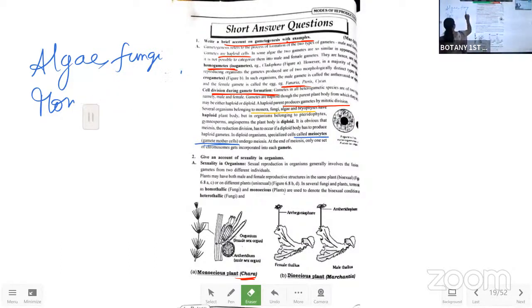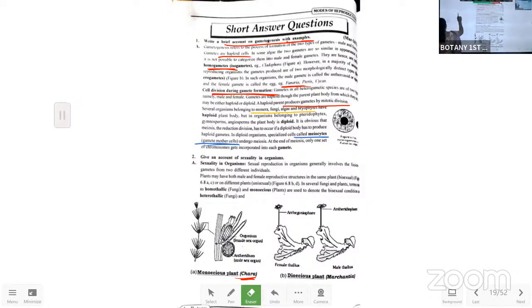The gametes are produced by the mitotic division. Then these two gametes will fuse together to form a diploid zygote. This zygote undergoes meiotic division to form a haploid plant body. And in the diploid organisms, the gametes are formed by the reduction division only. Then these gametes are haploid, and they have different shapes. These mother cells which undergo meiotic division are called the meiocytes. This much you have to write.